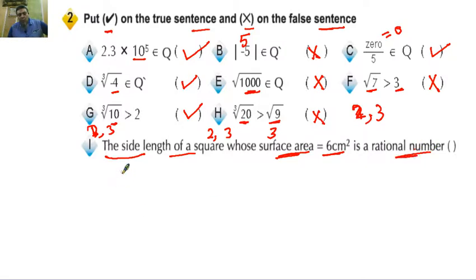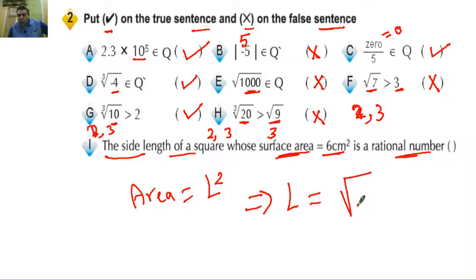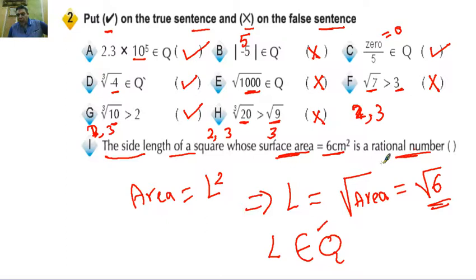The side length of a square whose surface area equals 6 centimeter squared is a rational number. We mentioned before, area of square equals L squared, side length times itself. So side length equals the positive square root of the area. Then side length equals square root of 6. Square root of 6 is not a perfect square, so the side length belongs to Q dash, not to Q. This statement is wrong.